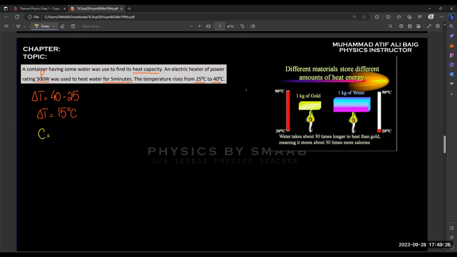C is equal to Q over T. Okay. And what is the amount of heat that we actually supply? That is the problem, how to calculate it. Suppose, what if you don't know?